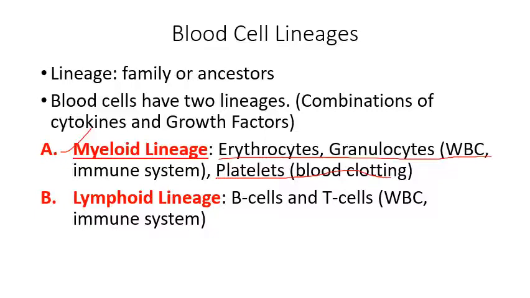The other lineage is the lymphoid lineage, which contains the B cells and the T cells, which are white blood cells that are part of the immune system. And it also produces a few other types of cells, which we're not going to go into in this section of the course. We might go into it in a later section of the course.